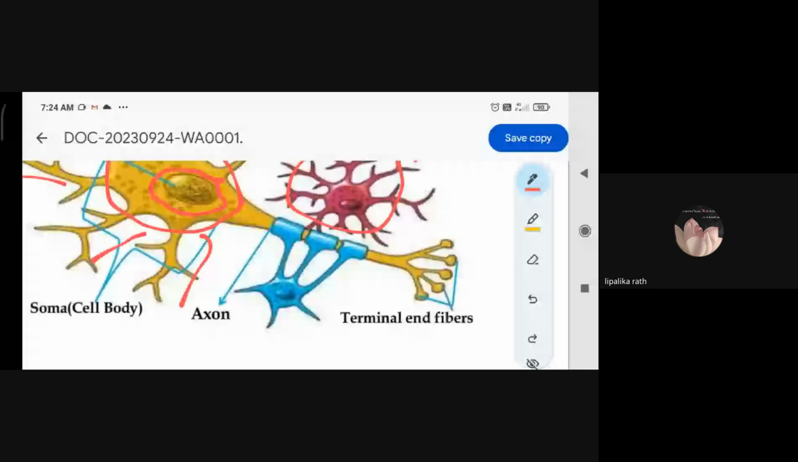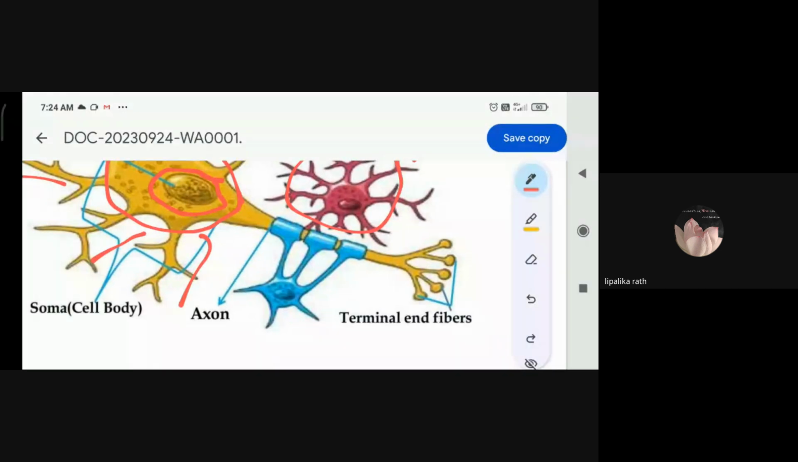Anyone? Myelin sheath conducts the electrical impulses, and the myelin sheath is made of Schwann cells. Myelin sheaths make the conduction faster. Yes, they are made up of Schwann cells. That is here. That is why they are white colored.